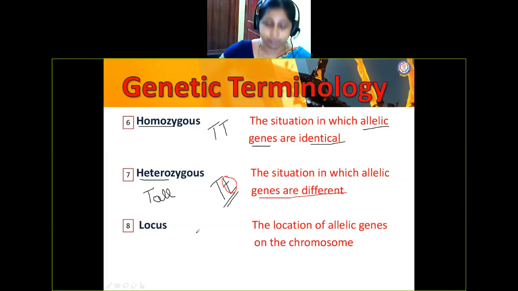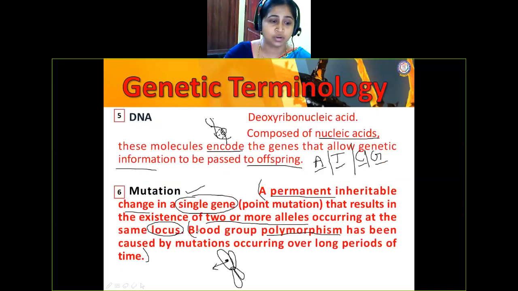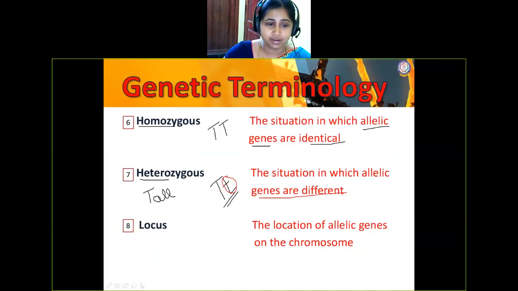Locus. In the previous slide I told about the locus, the particular point. The same thing here. The location of the allelic gene on the chromosome is called locus. Once again, I'll draw only one arm of the chromosome. Here a gene is located, and this you call locus.